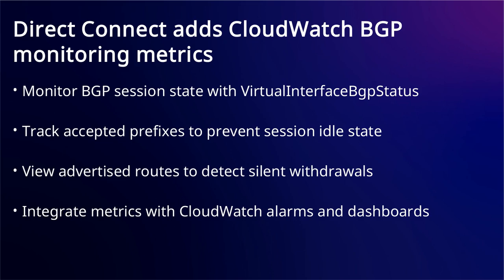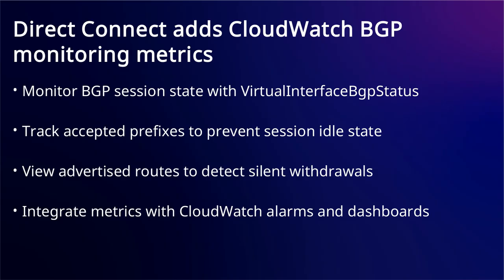Managing hybrid cloud connectivity through AWS Direct Connect previously required custom Lambda functions or on-premises network management tools to monitor BGP session health and route counts. Network engineers lacked visibility into when BGP sessions failed, when prefix limits were approaching, or when routes were silently withdrawn. You can now monitor BGP sessions natively through 3 new CloudWatch metrics for virtual interfaces.